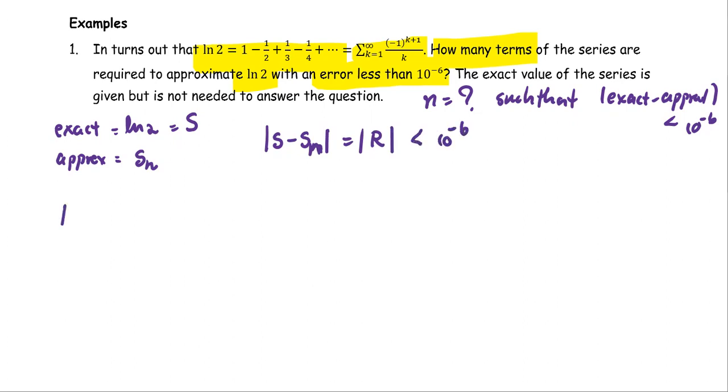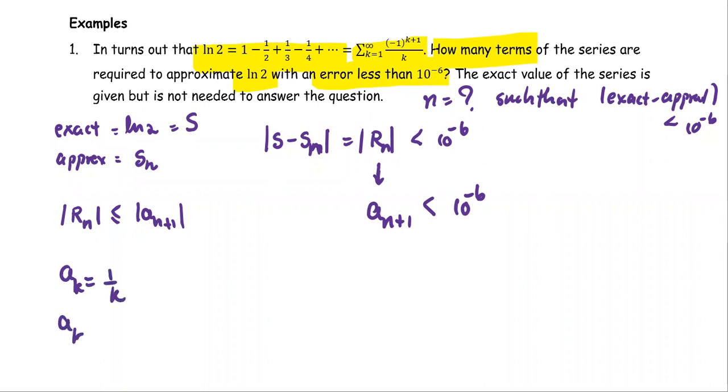And by the theorem, the absolute value of Rn is less than or equal to the absolute value of the a(n+1) term. The absolute value can be ignored for a(n+1) because it is always positive anyway. So the absolute value of Rn, which is less than or equal to a(n+1), must be strictly less than 10 to the -6. Therefore, a(n+1), from ak, which is 1 over k, so a(k+1) would be 1 over k plus 1.